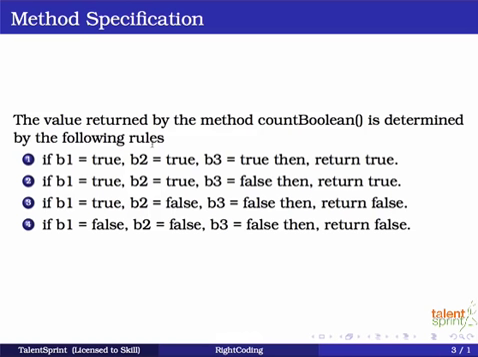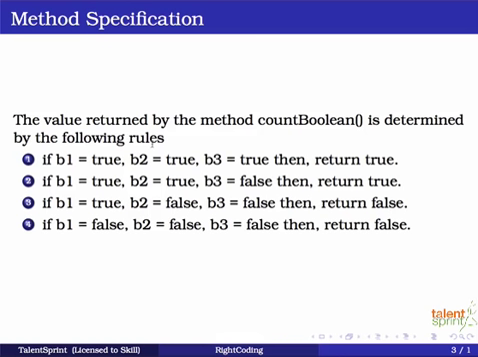So a few conditions are mentioned here to clarify. If b1, b2, b3, all three are true, then we return true. If any of the two values are true and one is false, even then we return true. If more than one value is false, we return false. So fairly simple conditions. These are all the conditions that you have to keep in mind.